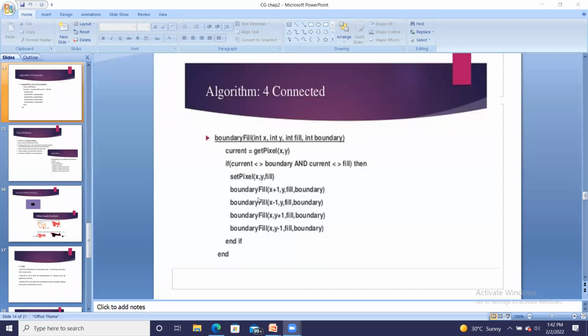So how are neighboring pixels carried out? 4 connected. So we have the 4 connected approach. This is your current pixel with x and y values. This pixel has the x comma y value. So 4 connected means its right hand side pixel has x plus 1 and y value.